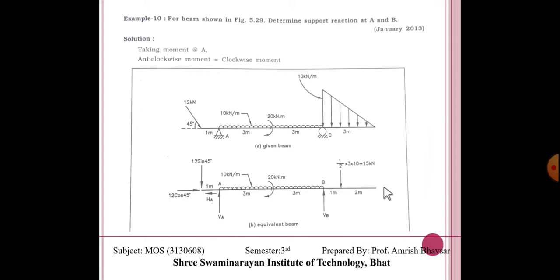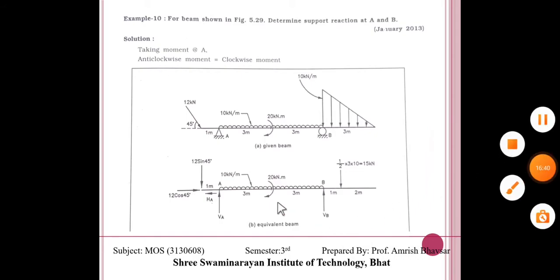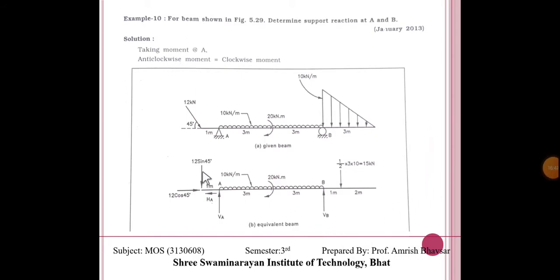Now what we have to do? Here we have to take moment at A. So anticlockwise moment is equal to clockwise moment. So anticlockwise is equal to 12 sine 45 into 1 and VB into 6.